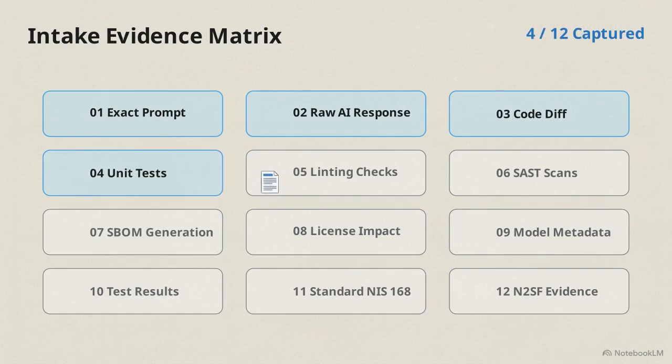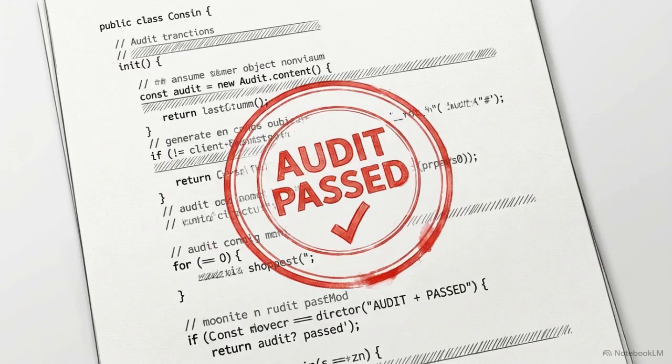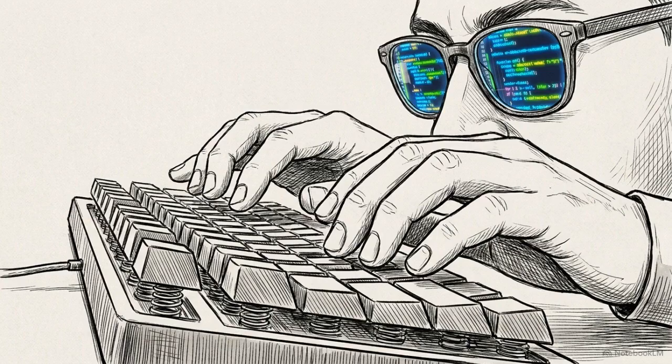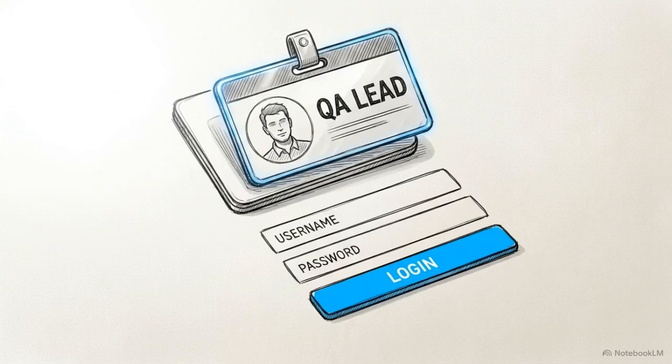Next, it automatically executes and logs compliance checks, including unit tests, linting, SAST scans, and SBOM generation, completing the 12 required evidence pieces. This automated data capture turns unverified AI output into a legally auditable asset, while you stay focused on the editor, requiring no manual form filling or window switching. Now let's see what happens next.